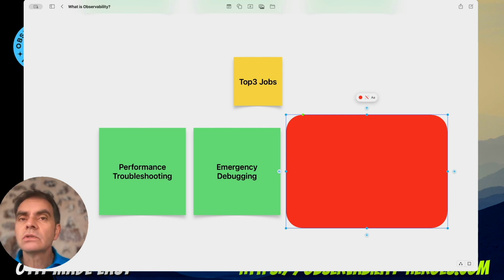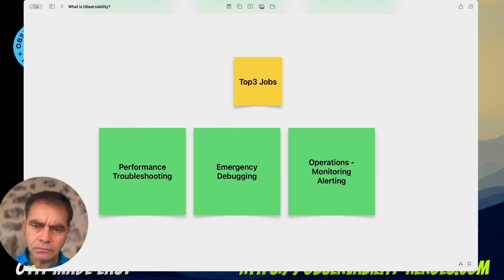And this is what, let's say, developers don't like to do at all. Debug code or systems that they haven't written or architected themselves in the middle of the night because management demands it and there was nobody else available. These are the two main jobs for observability solutions: performance troubleshooting and emergency debugging.